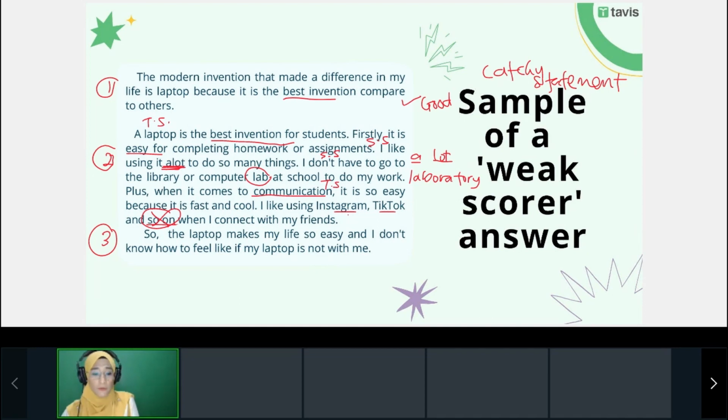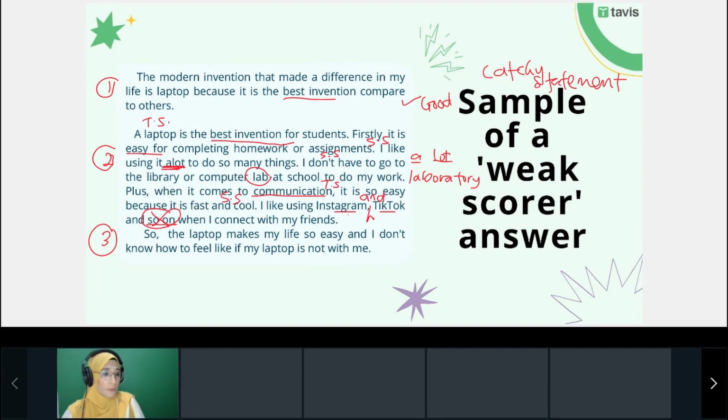If you think that you cannot find another example, then finish it off with the conjunction: Instagram and TikTok when I connect with my friends. That's it, if you only have two examples. If you want to have more examples, then add another one here instead of stating "so on." All right, so this person is good enough. Topic sentence, okay, good. Then another supporting sentence with examples, okay, good.